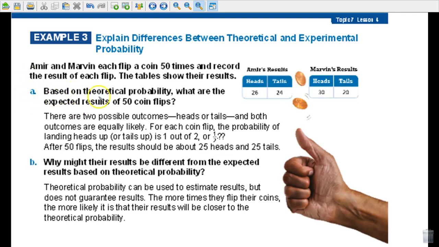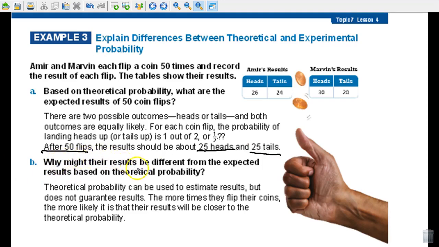Letter A. Based on theoretical probability, what are the expected results of 50 coin flips? Like I just said, there are two possible outcomes, heads or tails, and both outcomes are equally likely. So if you flip a coin, it's a 50-50 chance. So if we flip a coin 50 times, we should expect to get 25 heads and 25 tails after 50 flips. Okay, let's move on to letter B.